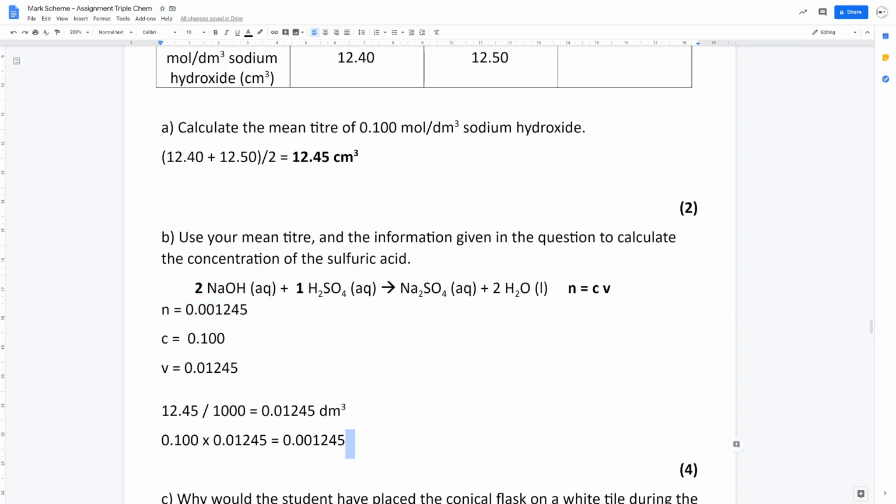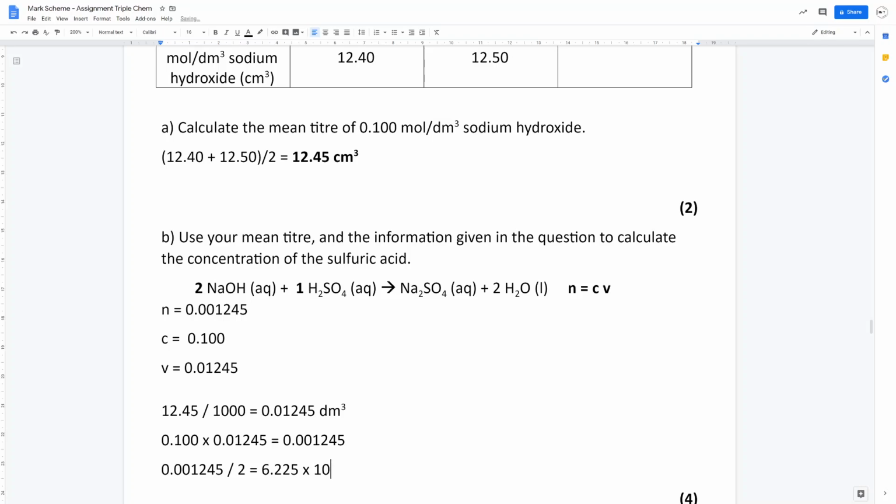So I'm going to take this value next, show my working, 0.00125 divided by 2 equals... Okay. Right, now I've got 6.225 times 10 to the minus 4 moles. Okay, so there's my number of moles now of the sulfuric acid. It's half that of the moles of sodium hydroxide. Okay, now I'm going to see if I know any of these other values.